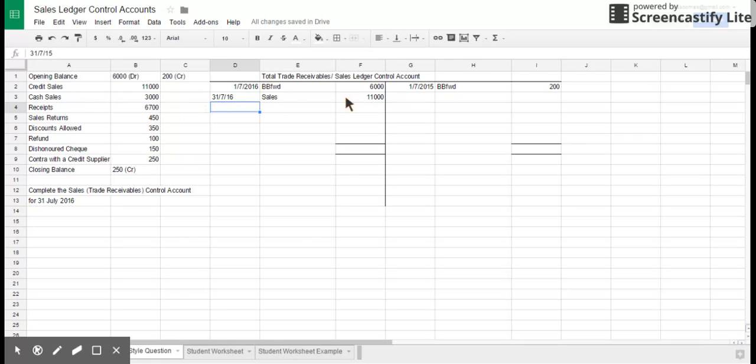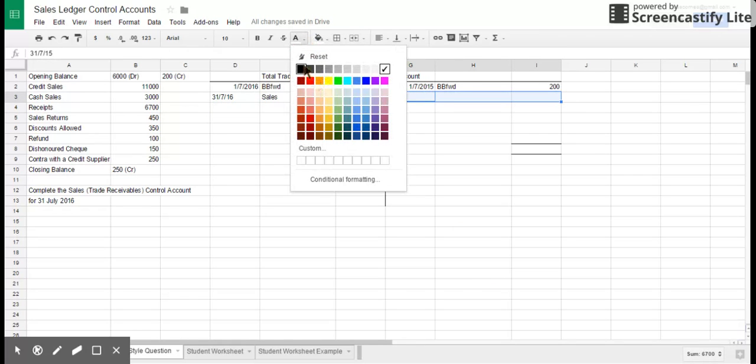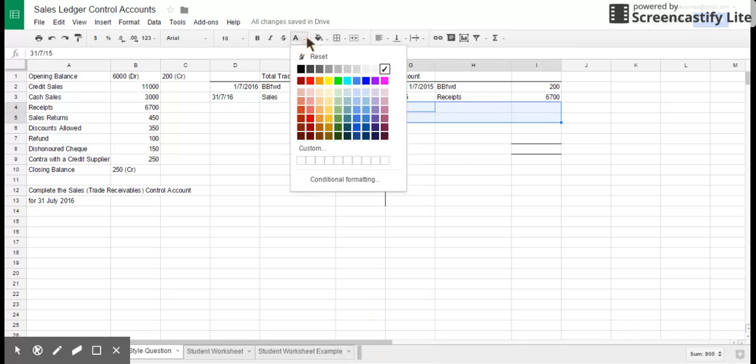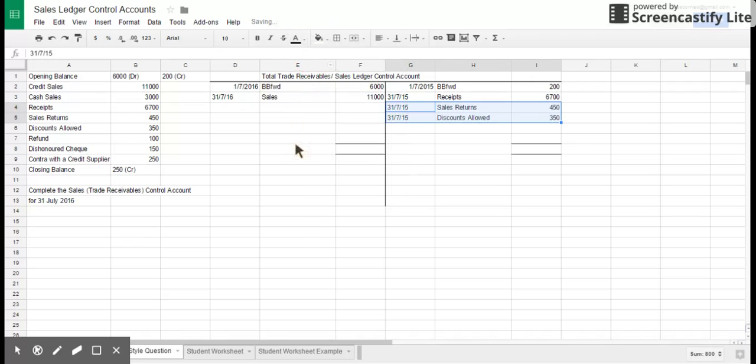Okay, next after that is the receipts. Again, at the end of the month, I need to put my receipts in. They're going to reduce the amount of money that I'm owed, and therefore decrease an asset, and therefore a credit. I'm going to need to put in my sales returns and discounts allowed. They're both going to go on the credit side because in both cases, it's reducing the amount of money that I'm owed.